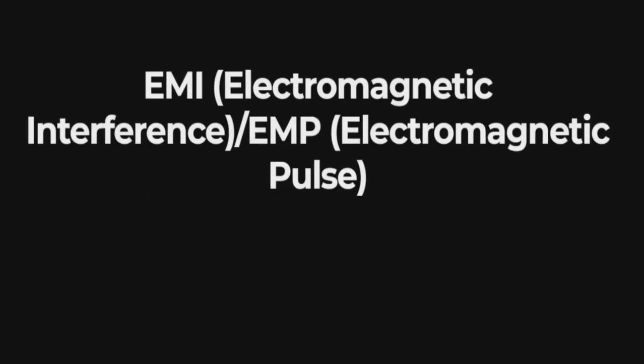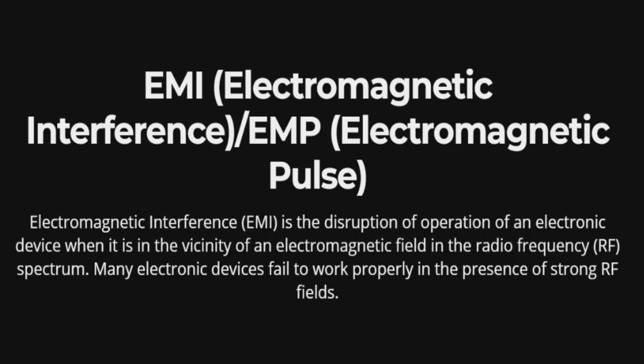EMI, Electromagnetic Interference, EMP, Electromagnetic Pulse. Electromagnetic interference, EMI, is the disruption of operation of an electronic device when it is in the vicinity of an electromagnetic field in the radio frequency, RF, spectrum. Many electronic devices fail to work properly in the presence of strong RF fields.